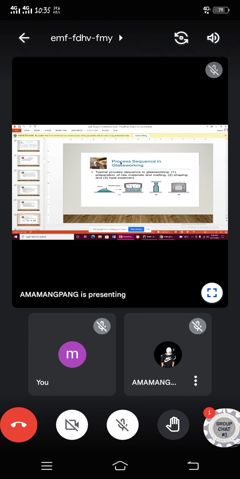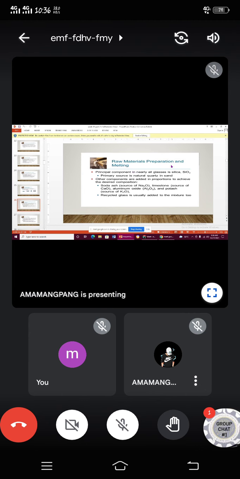This is the diagram of the processing sequence of glass working. The typical process sequence in glass working: number one is preparation of raw materials and melting, number two is shaping, number three is heat treatment. So this is the sand, this is the molten glass. So this is the glassware. Number three is the heat treatment. Again, this is the preparation, number two is the shaping, and lastly this is the treatment.